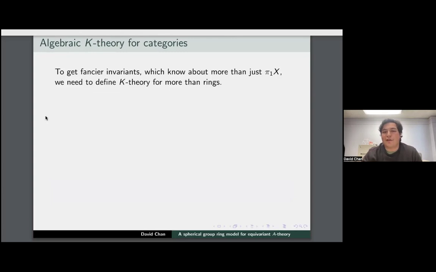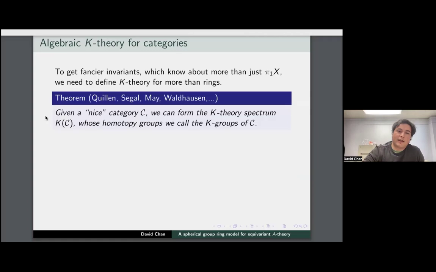So to get fancier invariants, we need to plug something into K-theory; we need to expand our minds a little bit and plug in more than just rings. Okay. So here's a theorem which is deeply imprecise. Given a nice category C, we can form the K-theory spectrum K of C, whose homotopy groups are the K groups of C. So a couple of things to unpack here.